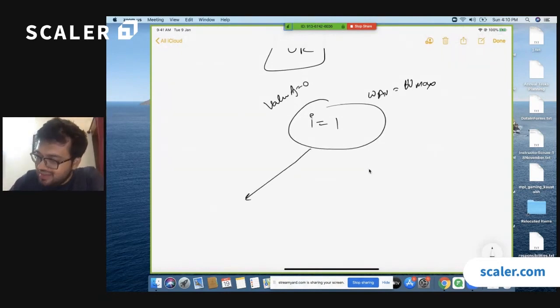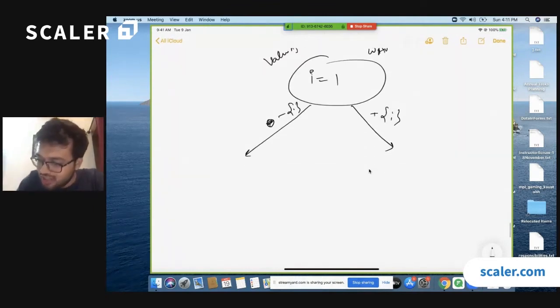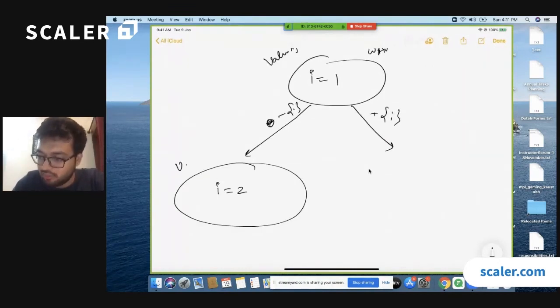Now, rather than saying that you have so many different choices, let's assume that there are only 2 choices. One choice is that you do not select this item. That is, I am not selecting this item. The other choice is that I am selecting this item. If I do not select this item, I would go to i equal to 2. My value aggregated would still remain 0, and my weight available would still remain W max.